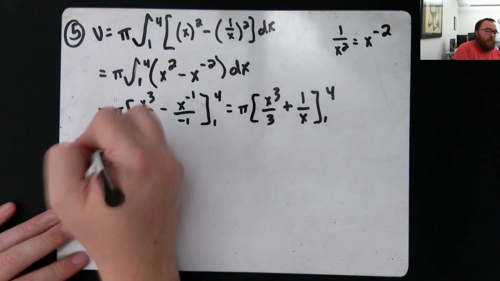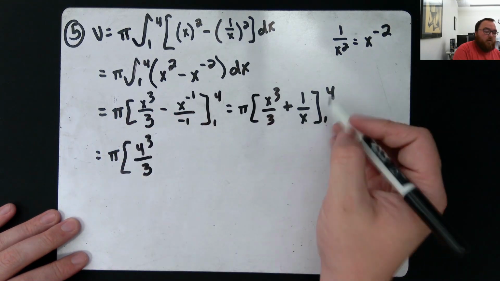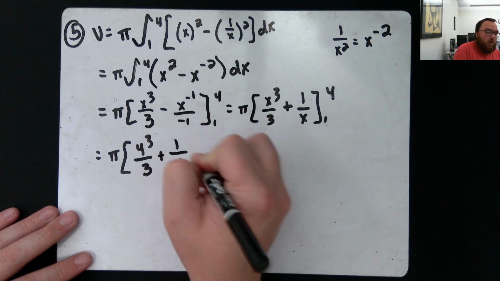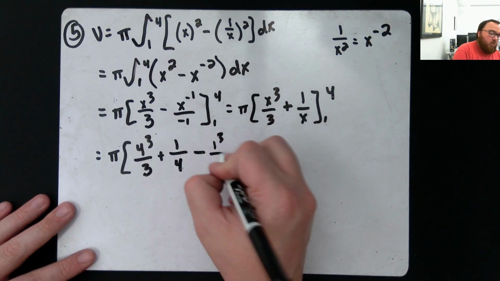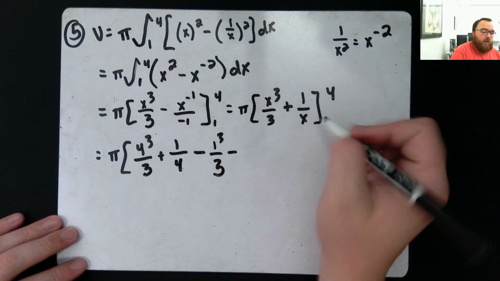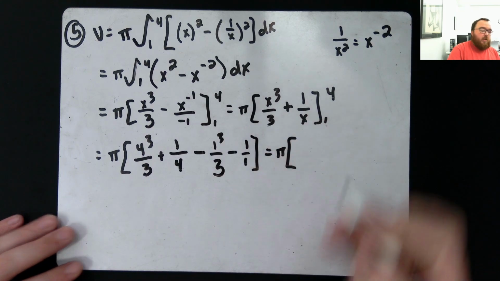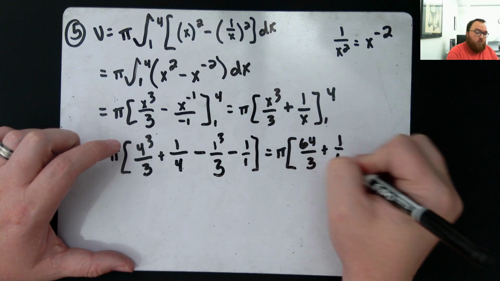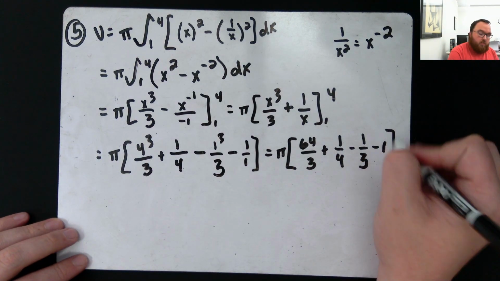So now plug in my top bound. 4 to the third over 3, plus 1 over x, 1 over 4, minus, plug in the bottom bound. So 1 cubed over 3, excuse me, plus 1 over x, so 1 over 1. That's going to be pi times 4 to the third is 64, plus 1/4. 1 cubed is just 1. 1 over 1 is just 1.